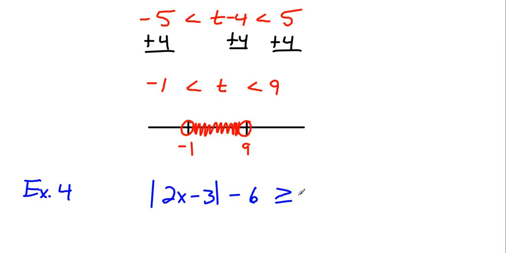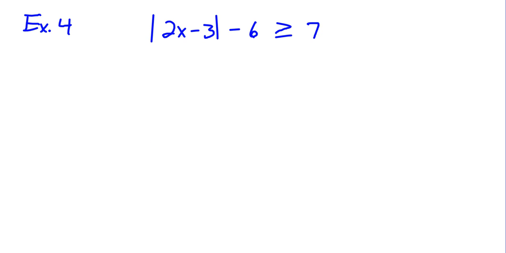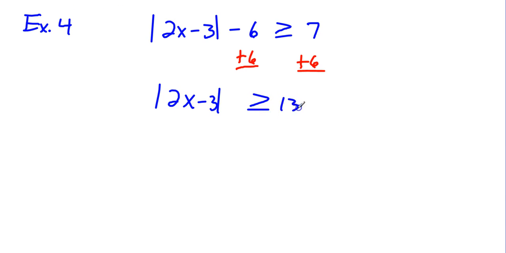Go greater than or equal to, let's go with 7. Okay, the very first thing is, again, get rid of that negative 6. So add 6 to both sides. So you got 2x minus 3 greater than or equal to 13.